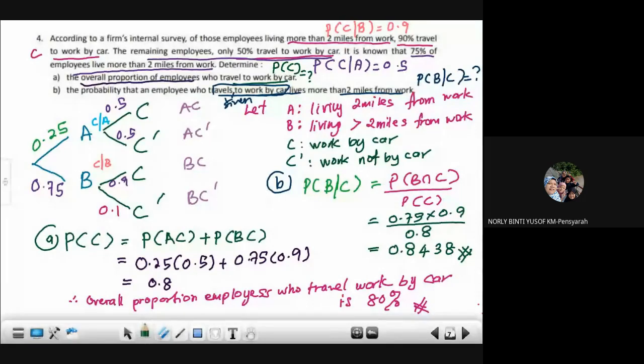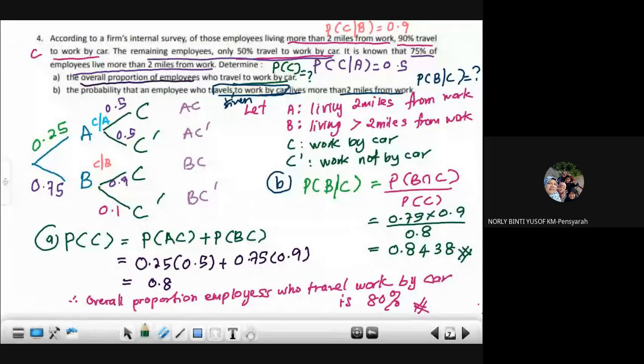Satu soalan tu kalau tak ada perkataan given dengan if, you kena tengok hati-hati. Untuk A, sebab dia tak ada perkataan probability, dia nak cari overall proportion of employees who travel to work by car. So nak dalam percentage. Tapi cari probability tu dulu. Okay, so you have to read carefully for chapter 5. So that is the end of chapter 5 punya soalan. Ada 4 extra question. So habis dah chapter 5.